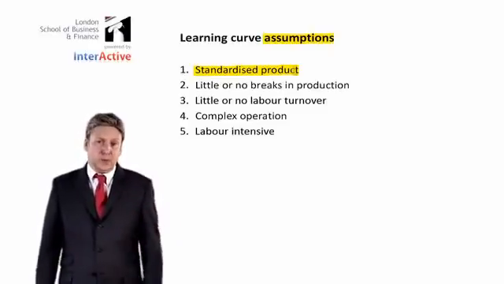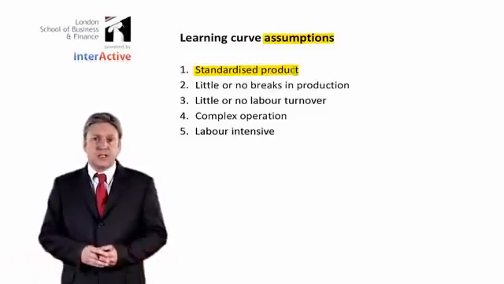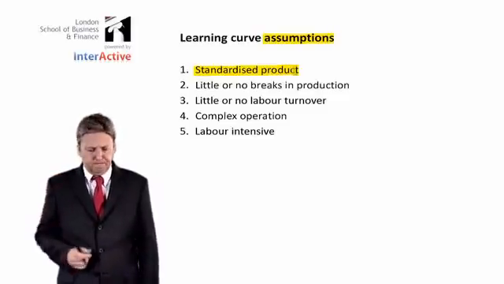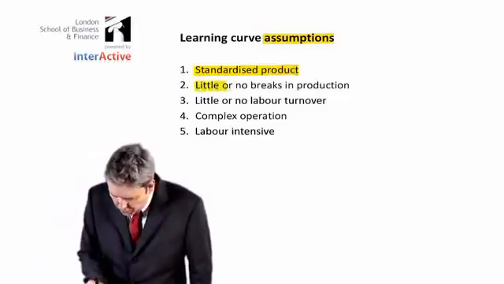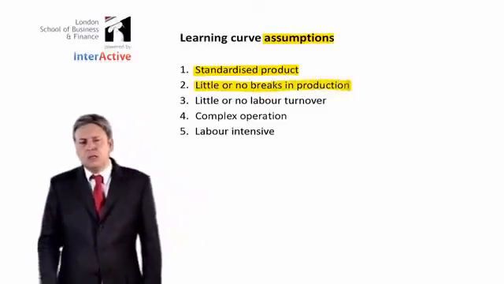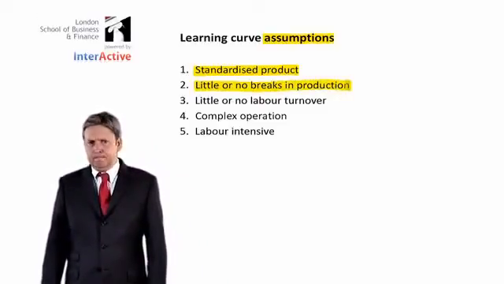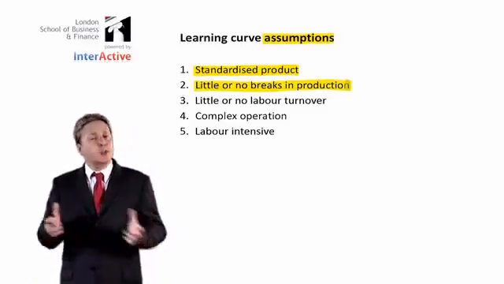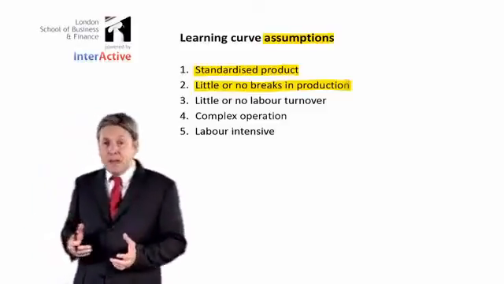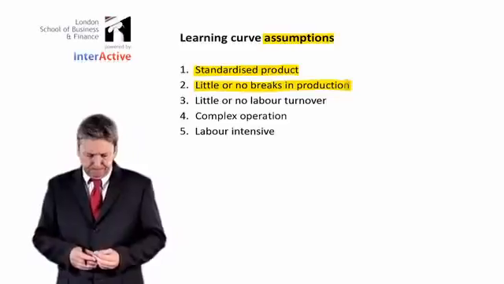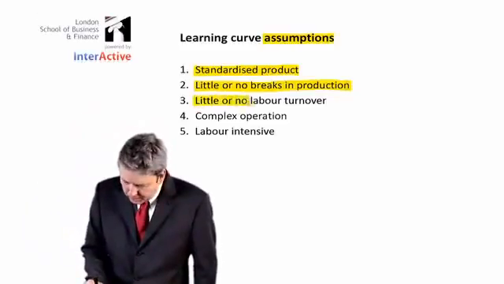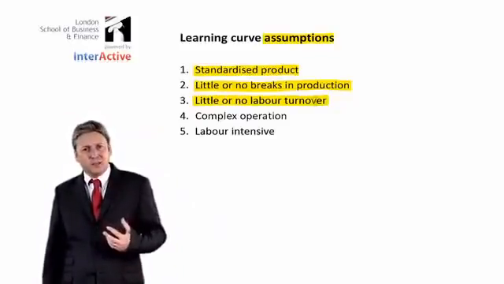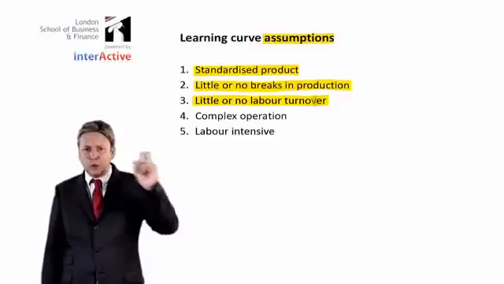So, do we have standardized products nowadays? Well, in some circumstances, yes, we do. But in many circumstances, products are continuously evolving. Secondly, little or no breaks in production. Does that necessarily hold true today? It's possible that a lot of products are produced in a staccato effect. You know, they're produced to order. And from that perspective, there may be breaks in production on a regular basis. Little or no labour turnover. If you have high labour turnover, then you're not going to get the learning effect, because all of that learning is going to walk out of the door.